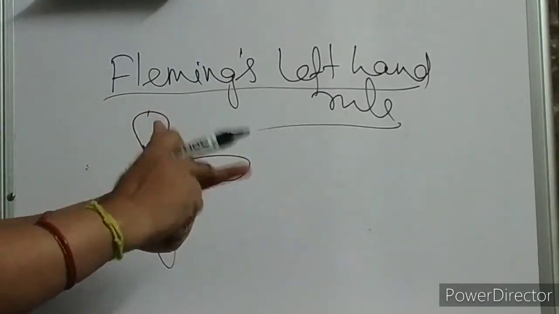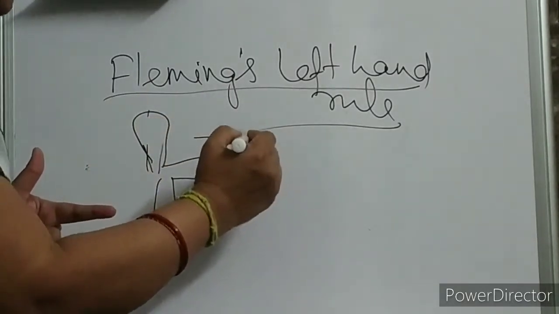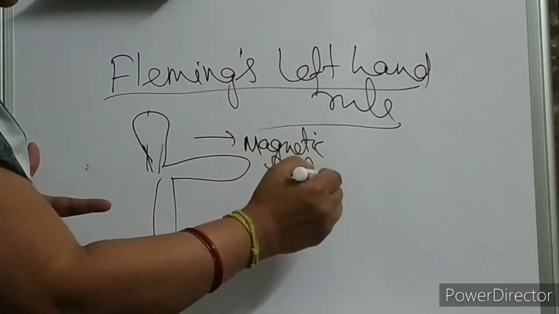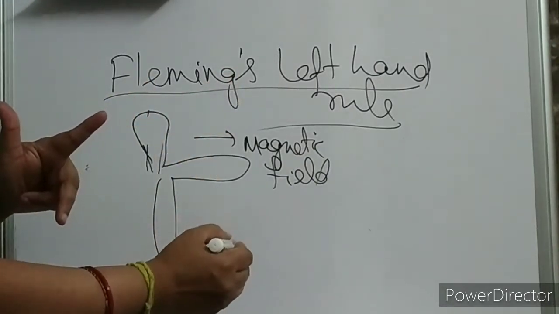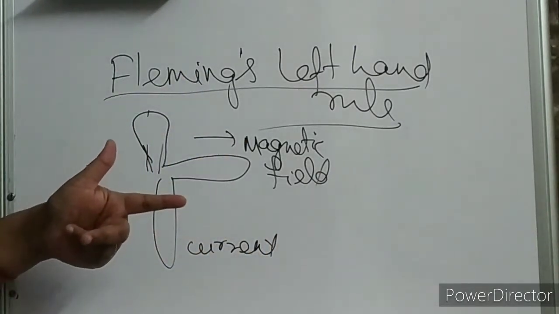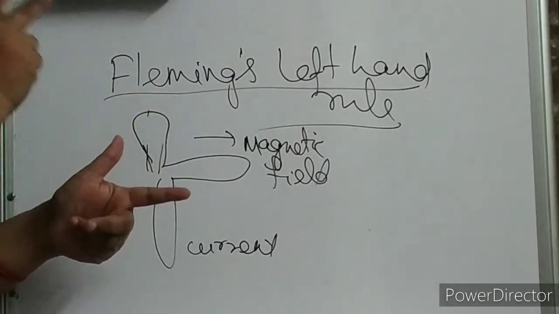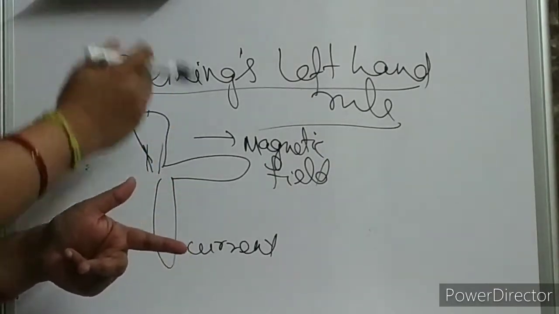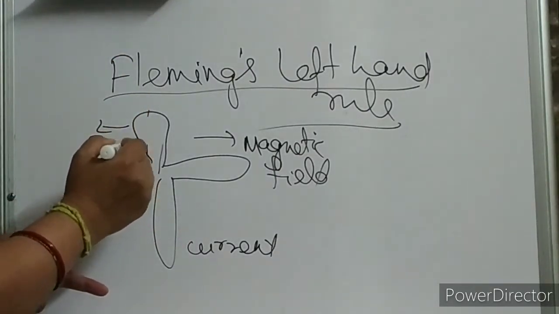So your forefinger gives the direction of the magnetic field. And your central finger gives the direction of the current. So your thumb gives the direction of the force. That means direction of the force experienced by your conductor, or you can say the conductor will move in this direction. So this is the direction of the motion of the conductor also. Clear? So this is the direction of the force experienced by your conductor.